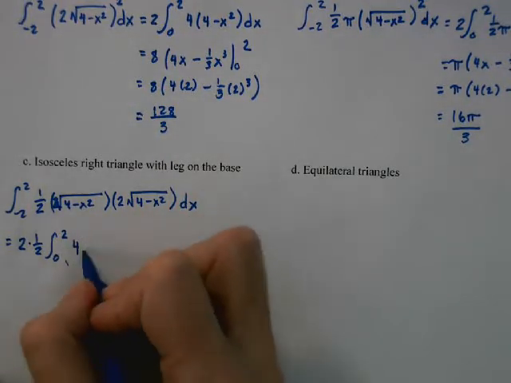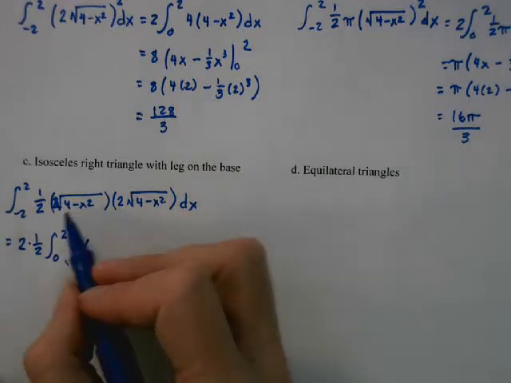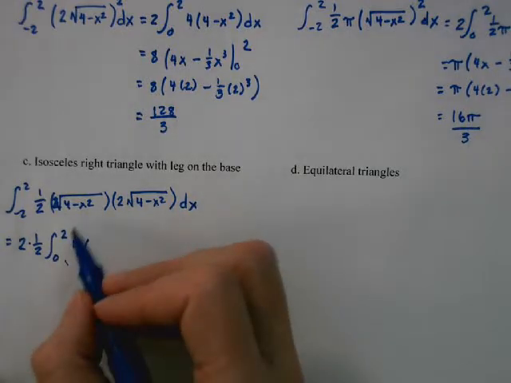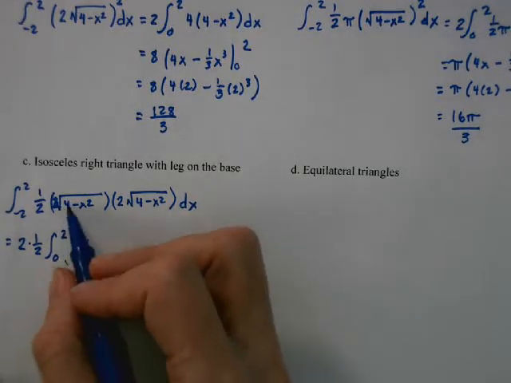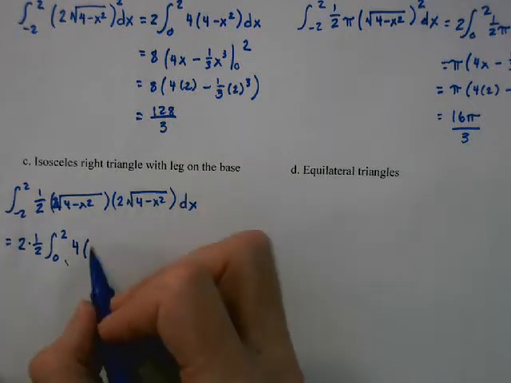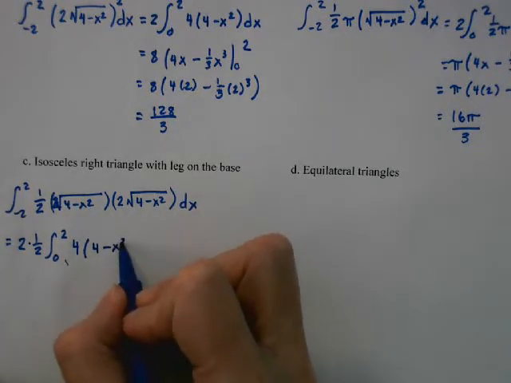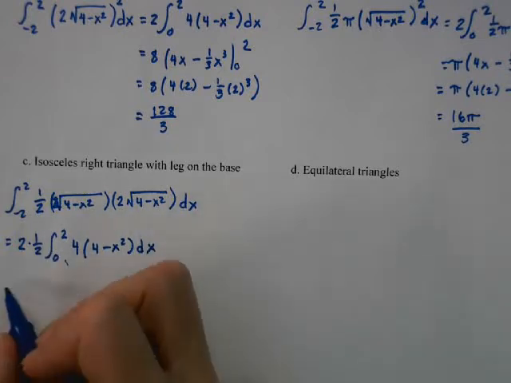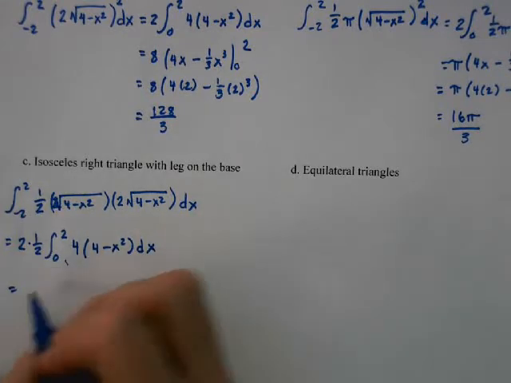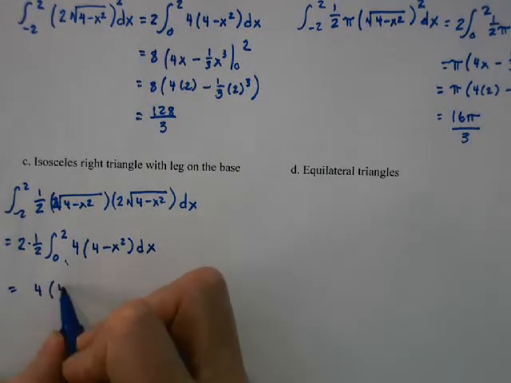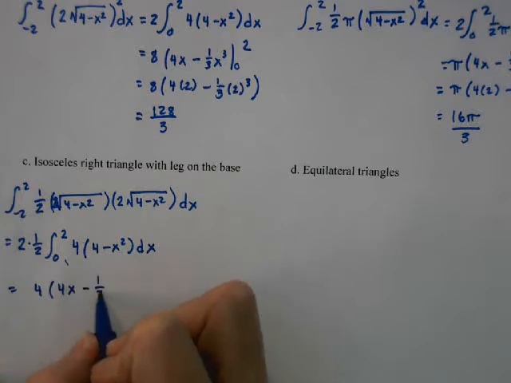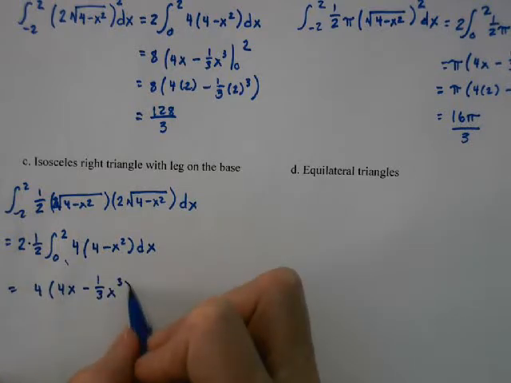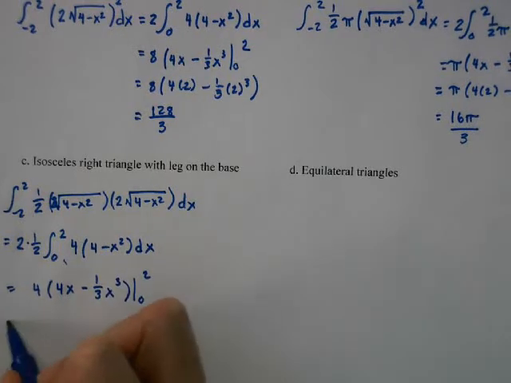And then you're going to have 4. The 2 times the 2 gives me that 4. And then on the inside, root 4 minus x squared times root 4 minus x squared is just 4 minus x squared. So 2 times 1/2 goes away. We've got this 4, and then 4x minus 1/3 x cubed, from 0 to 2.